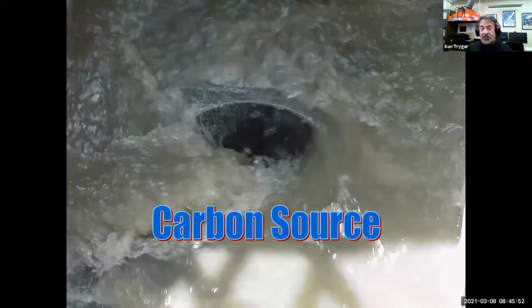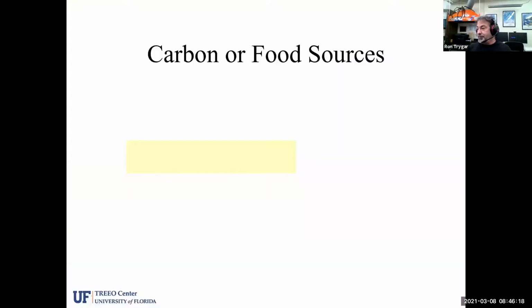So the carbon is generally, for most of us, going to be the influent wastewater that has been screened and degritted, or if it's been through a primary clarifier as well, it's going to be the primary effluent flowing into the first biological treatment basin. So the carbon is going to be the CBOD, which is carbonaceous biochemical oxygen demand. Carbon food or food sources, the most common on the list is raw wastewater.